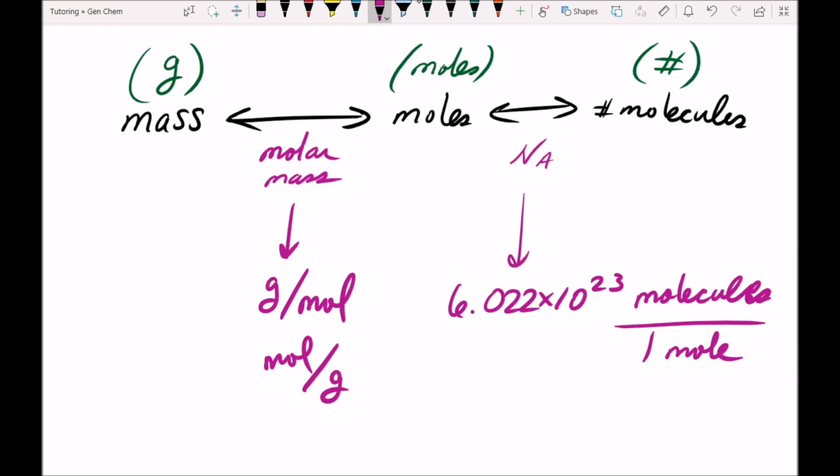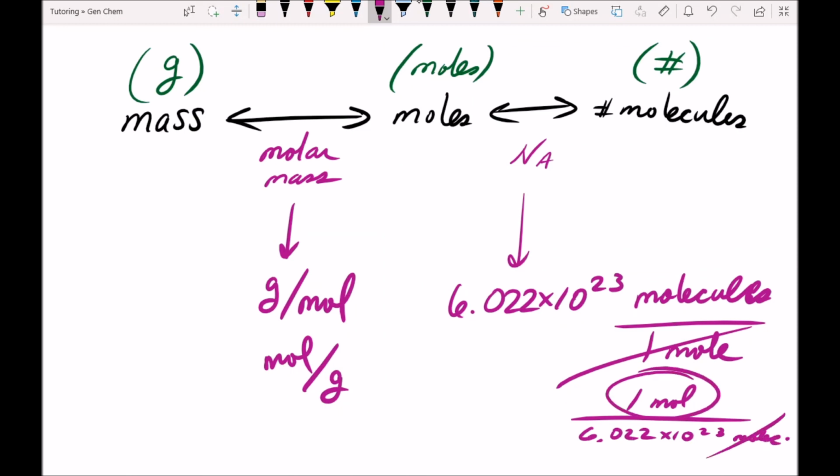So if we want to go from moles to molecules, we multiply by Avogadro's number, and we eliminate moles in the denominator. If we want to go from number of molecules to moles, we divide by Avogadro's number, which is the same as multiplying by this inverse, 1 mole over 6.022 times 10 to the 23rd molecules. In this way, we would obtain moles, cancel out molecules, and get the number of moles of a substance.